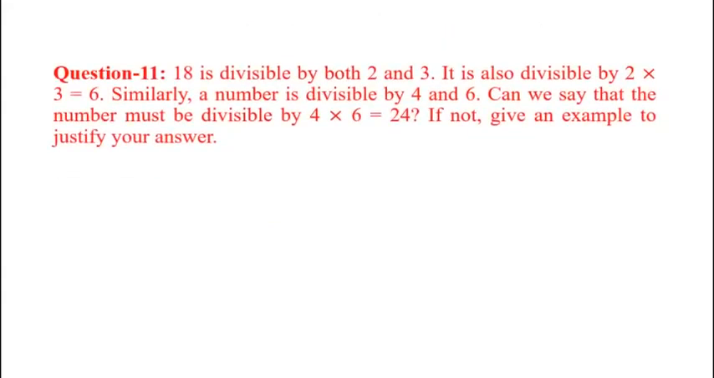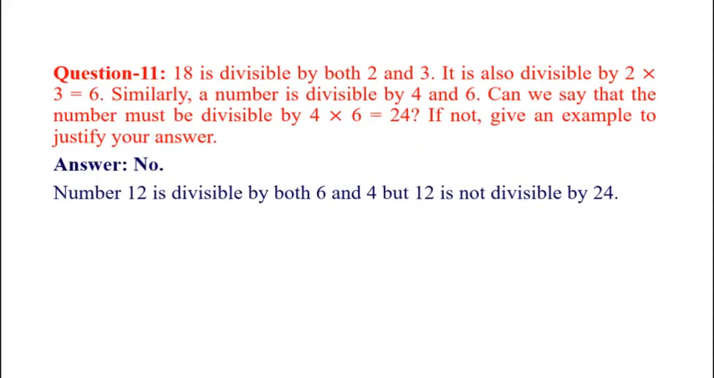Question number 11. 18 is divisible by both 2 and 3. It is also divisible by 2 into 3, that is 6. Similarly, a number is divisible by 4 and 6. Can we say that the number must be divisible by 4 and 6, that is 24? If not, give an example to justify your answer. So the answer is no. Number 12 is divisible by 6 and 4, but 12 is not divisible by 24.